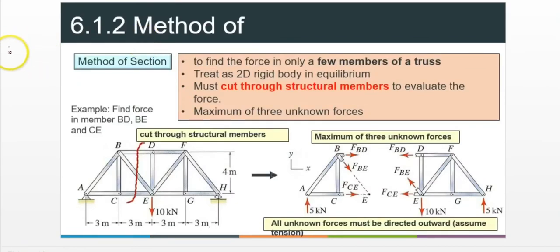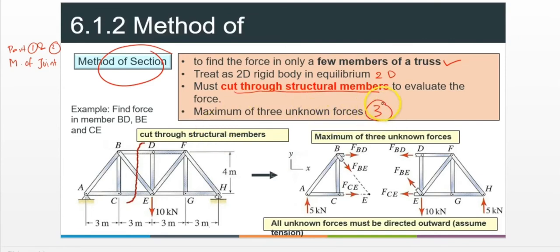Alright, this is the most important thing. Alright, kalau kita tengok from the part 1 and part 2 videos, we have a method of joint. Okay, and then for this part we will go for the method of section. Alright, so these are 2 important methods that we need to consider for chapter 6, where we need to find the force in a few members and must cut through structural members.